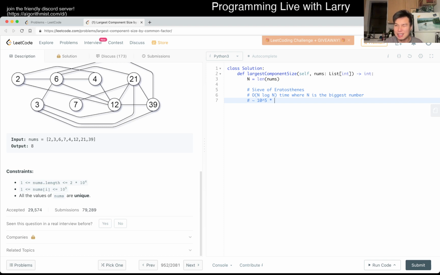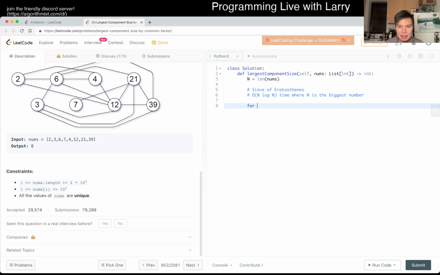10 to the 6. What's log base 2 of 10 to the 6? Eight, no, like, well, 20 is whatever, right? So like 16, 17, I don't know, right? So that's going to be fast enough because that's just like a million, right? And then after that will be fast enough. So that's why I'm able to kind of think about this. And then now we just have to think about how to do the sieve, right?